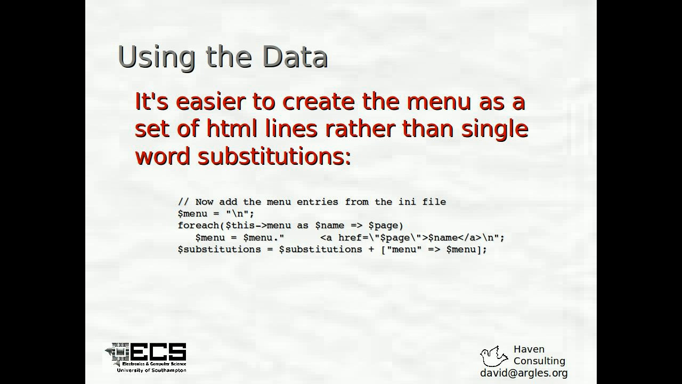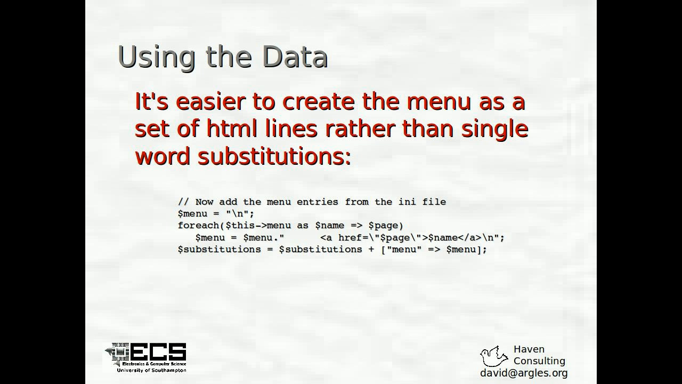What about the menu? So for the menu, we probably want to create that as a set of HTML lines rather than single word substitutions. It's just easier. So let's now start with initializing the menu, because we want to start from scratch for this one. That's different from the other issue. And so we'll start it with a carriage return, so it will look nice and tidy when we list view source in the web browser.